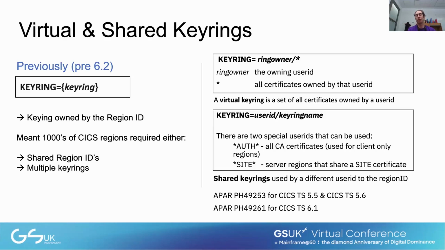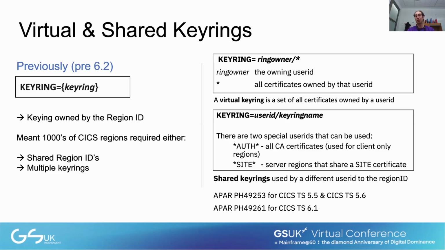So we've now added support for shared keyring. That's where you can specify the owning user ID and then the name of the keyring. So you can have ring owner.star or ring owner with the keyring name. And it also allows you to use special user IDs. You can use star or star, which is all the CA certificates.